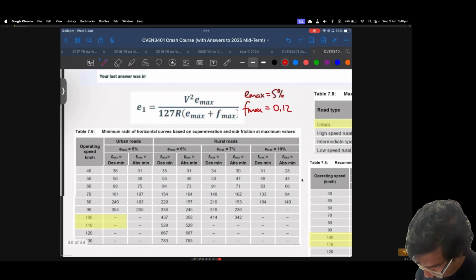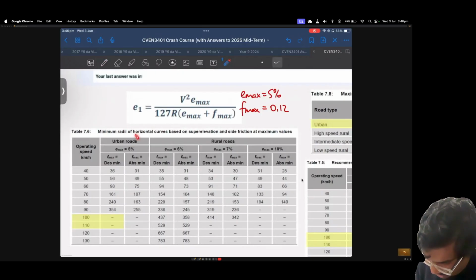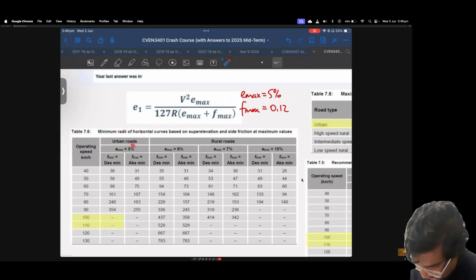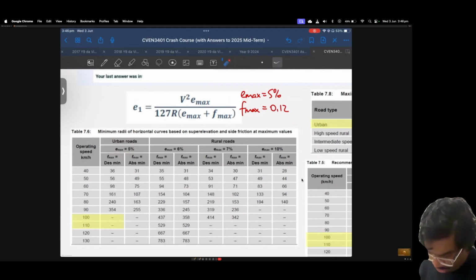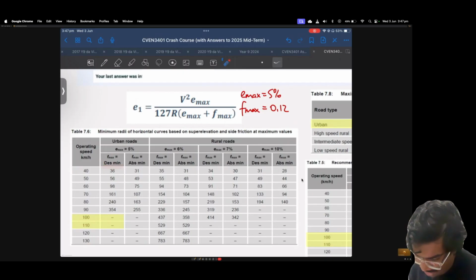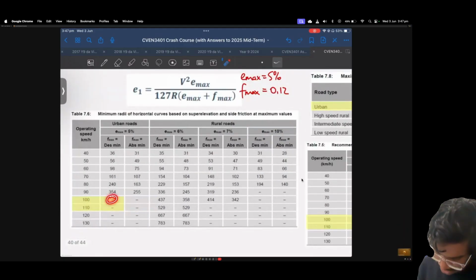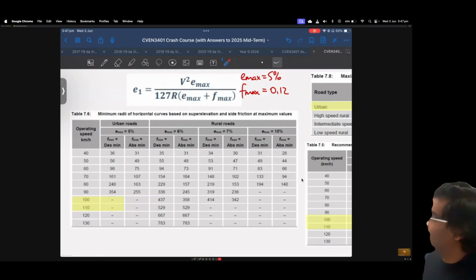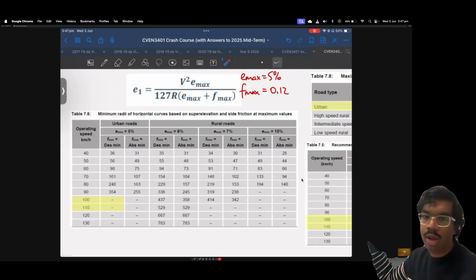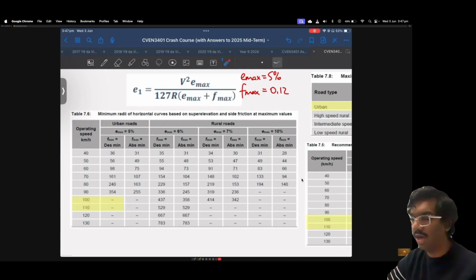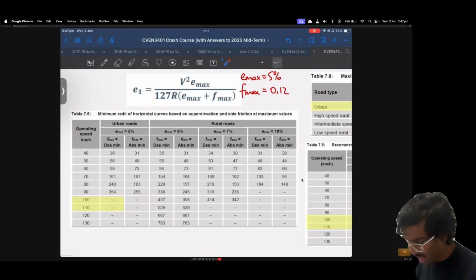So we look at this table. Firstly, we're doing an urban road. We've said E max is 5%, and our operating speed is between 100 and 110, so it's 105. You might be thinking, are we using design minimum or absolute minimum? We're using design minimum, but it actually doesn't even matter because there's no value provided. You might be panicking, wondering why there is no value provided. The reason is that there is no radius minimum. We're going fast enough that we don't have to worry. There's no minimum radii, so that's why there's no value there.